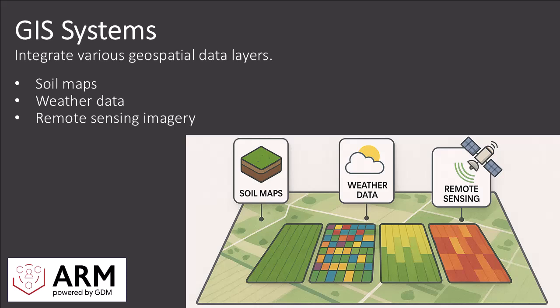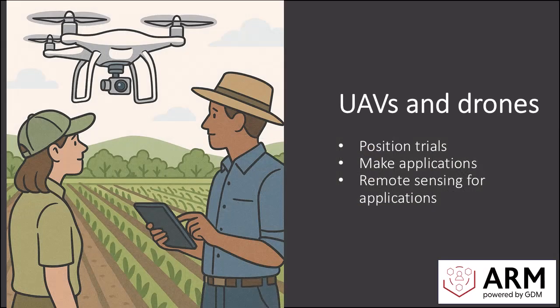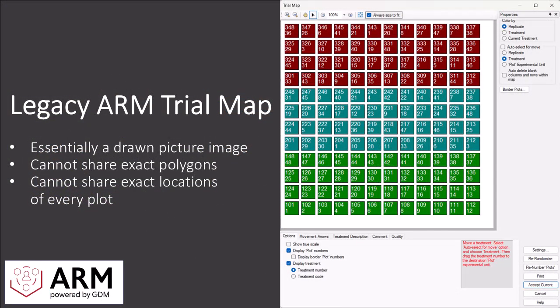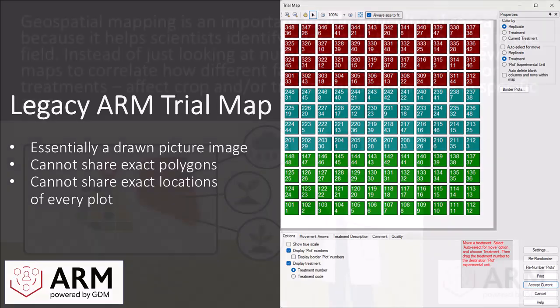GIS systems integrate various geospatial data layers, including soil maps, weather data, and remote sensing imagery, providing a comprehensive understanding of agricultural landscapes. Researchers utilize UAVs and drones for positioning trials, making applications, and remote sensing for assessments. The legacy ARM trial map does not offer the ability to share the exact polygons and exact locations of every plot. It was essentially a drawn picture image.